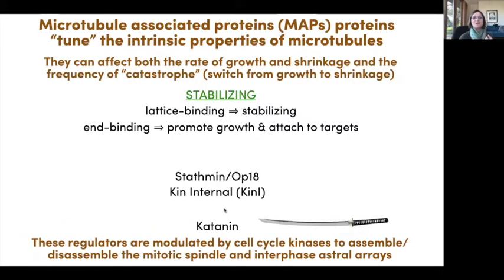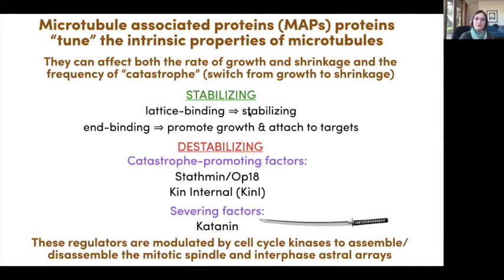So I just talked about different ways that microtubule-associated proteins can stabilize microtubules by binding either to the side of the microtubules, those are called lattice binding, or by binding to the end by preventing GTP hydrolysis, or by physically stabilizing the end. And then conversely, there are factors that promote depolymerization from the end, or that actually cut microtubules in the middle and sever them, and that causes them to depolymerize since there's no GTP cap.